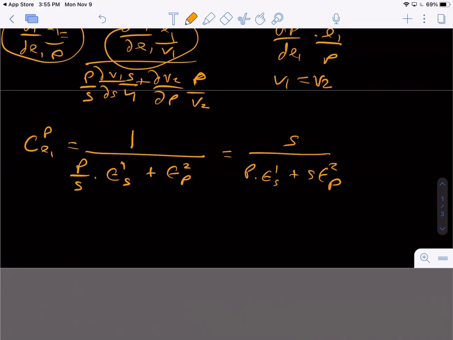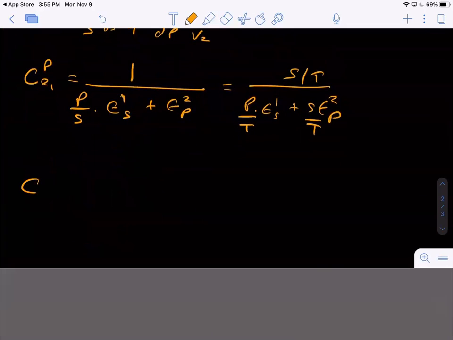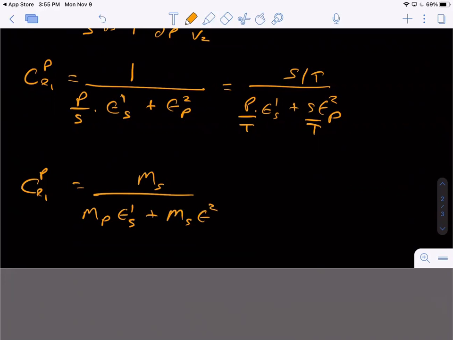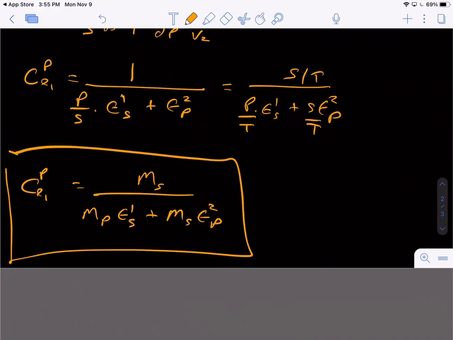I can get rid of concentrations by dividing top and bottom by T. And that means that these things turn into mole fractions. So I end up with CP, which is the final result: the mole fraction of S, remember, the mole fraction varies from 0 to 1, times the mole fraction of P, epsilon 1S, plus the mole fraction of S times E2P. And this is the final result.